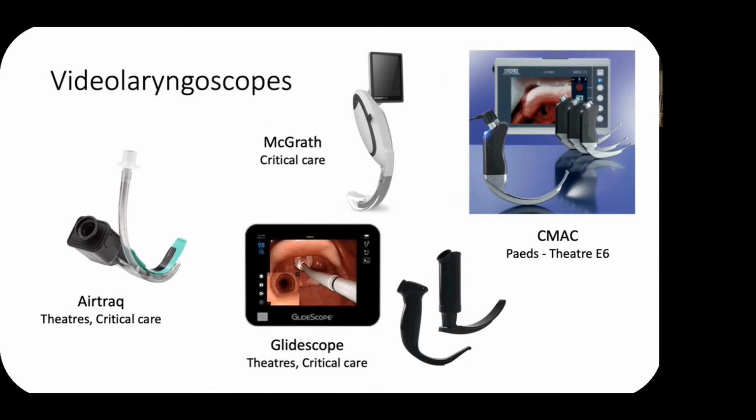The AirTrack is an example of a channel videolaryngoscope, with the other three being unchanneled. All of these videolaryngoscopes have strengths and weaknesses, but in the hands of an operator who is trained to use them, they all have the potential for very high intubation success rates.